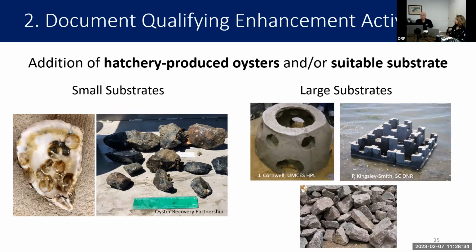Document the qualifying enhancement activities, hatchery produced oysters and/or suitable substrate. I'll mention on the left-hand side, we're talking about smaller substrates, which would be the equivalent of what we see in our large-scale restoration Harris Creek and equivalent sites. There are also large substrate sites where oysters have been placed on reef balls and in shoreline structures to allow them to grow in that. In those cases, of course, it's only the small substrates that we have default rates for.